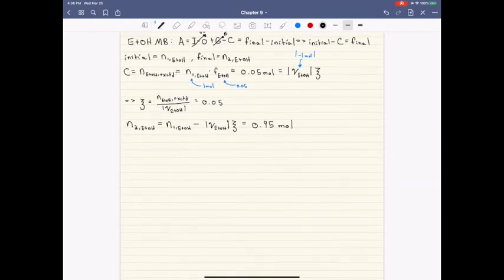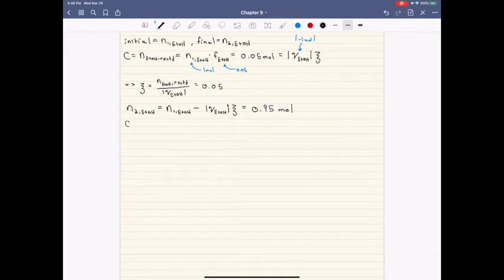Okay, we finish with ethanol. Let's now move on to the oxygen. So the O2 material balance. We'll start with our general balance equation. We'll simplify. This is a batch. We're not generating any oxygen. We are consuming it. And we know that this is equal to the final minus the initial.